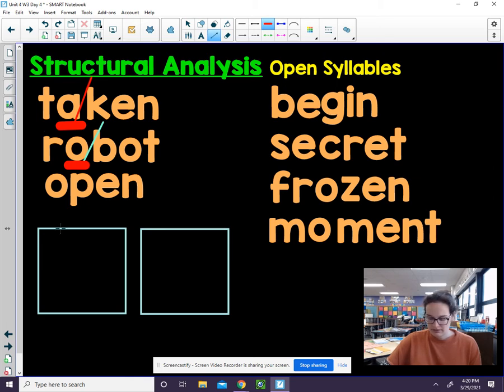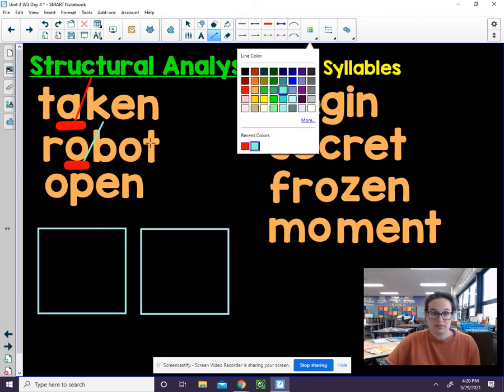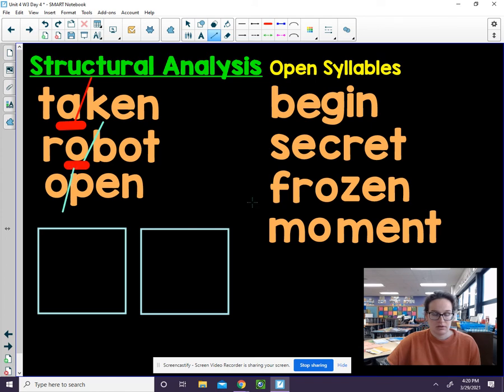Let's take a look at another word. This word is open. Let's do it together. Open. One more time. Open. Where does that separate? Between the O and the P. We have another open syllable because the syllable ends in a vowel. This vowel sound is usually long. We can hear an open. The O makes a long sound.